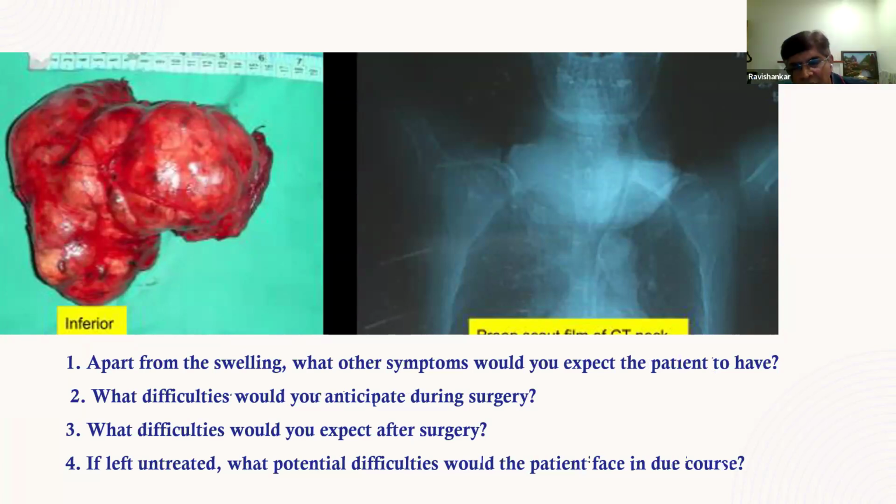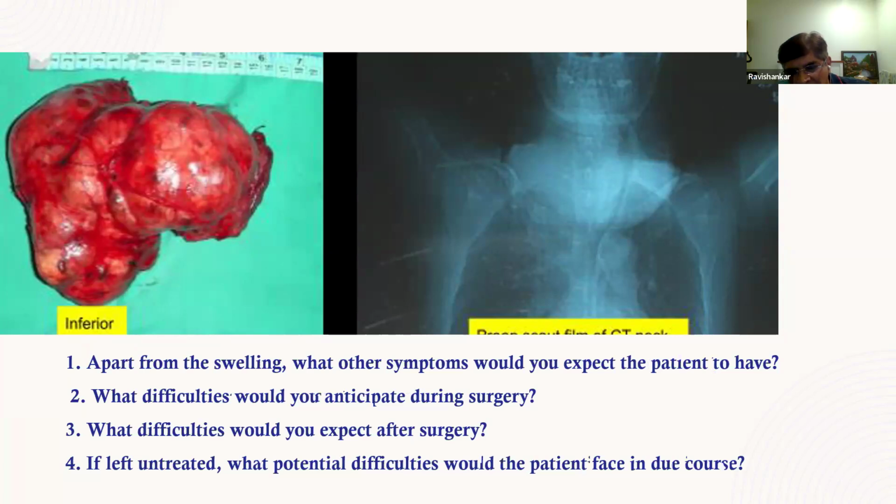So, what difficulties would you expect after surgery, Vinod? Respiratory difficulties, and one more, the recurrent laryngeal nerve, with chances of injury. Yes, respiration. You can expect stridor and tracheomalacia, because it's a long-standing swelling which is compressing the trachea, and once you remove it, you can have tracheomalacia.